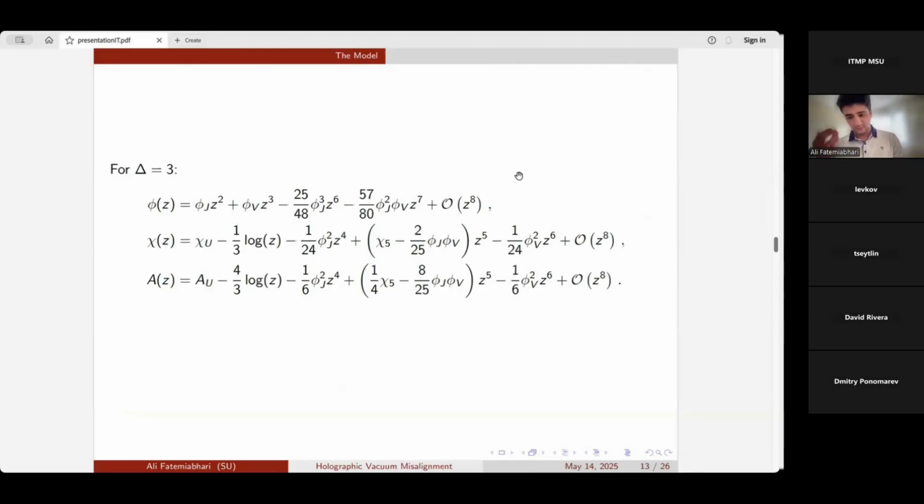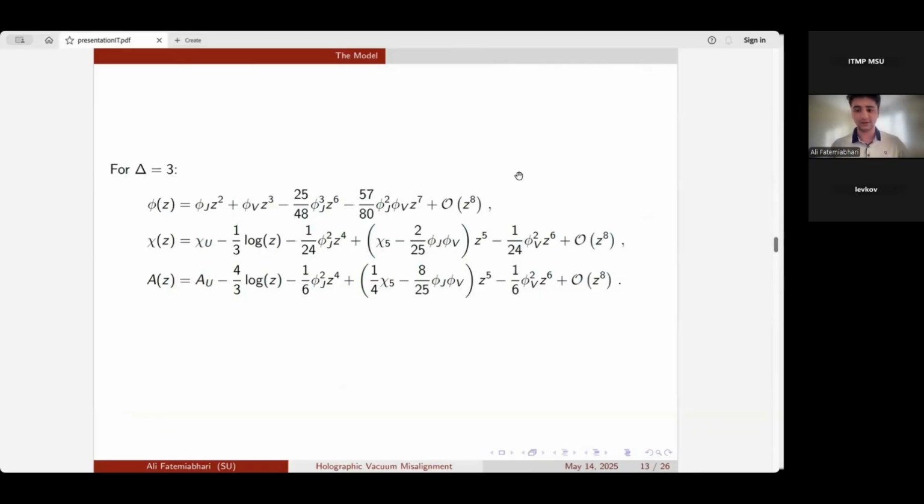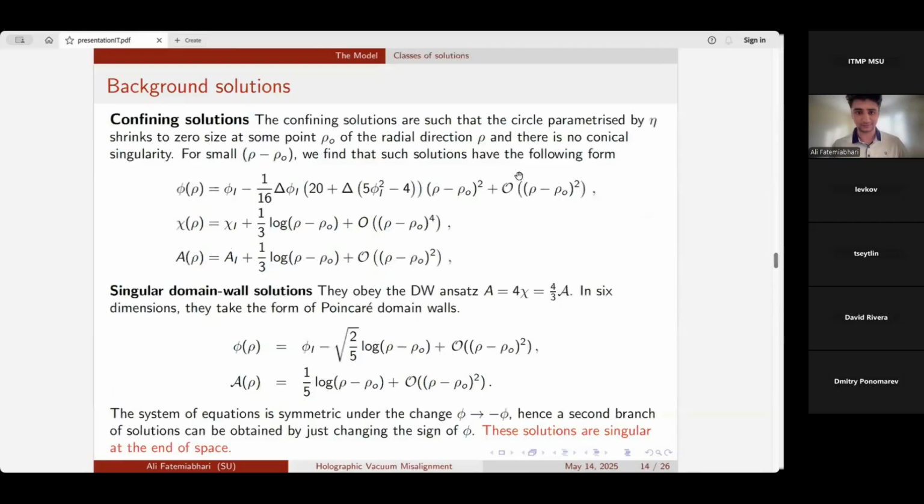So for the same asymptotics, there can be different solutions in the bulk, and we are interested in a specific subclass of them. The one we are specifically interested in is the solution in which the circle parameterized by eta shrinks smoothly to zero size at some finite value of the radial coordinate, for example rho_0. So this will produce the famous cigar-like geometry.